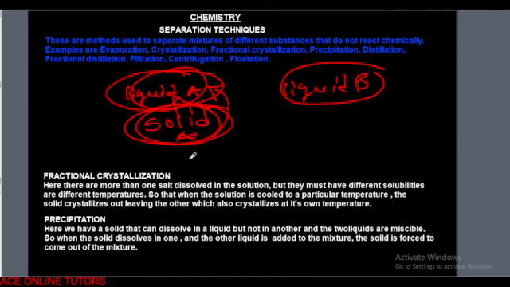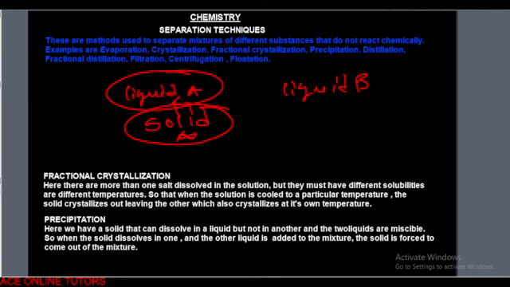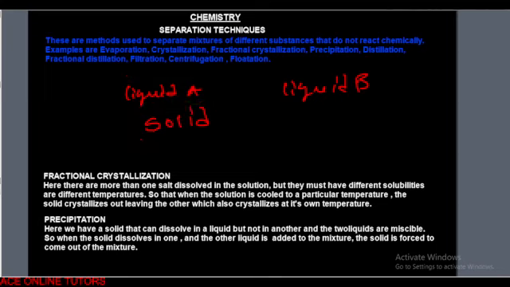Let me give you a very good analogy of this. What we are saying is that A is a friend of B. That means that A and B will mix. Now, this solid is also a friend of A. That means that this solid will dissolve in this liquid. But this solid is an enemy of liquid B.